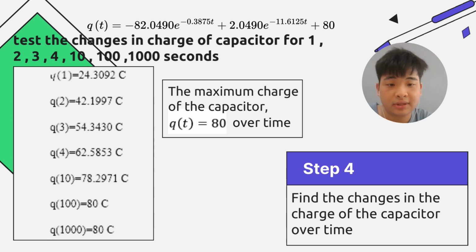And the last step is to find the change in the charge of the capacitor over time. In this scenario, we test the change in charge of the capacitor for 1, 2, 3, 4, 10, 100, and 1000 seconds. And we finally find that the maximum charge of the capacitor is equal to 80 coulomb over time.